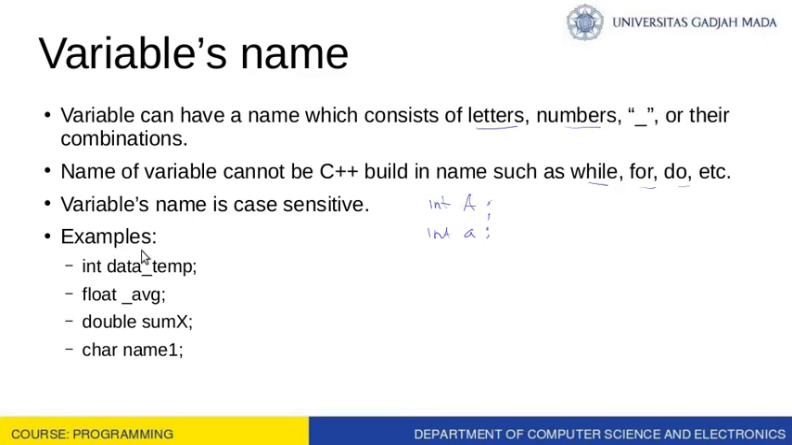Okay, so this is the example. We use underscore, and then letters. This is letters and capital letters, letters and numbers.